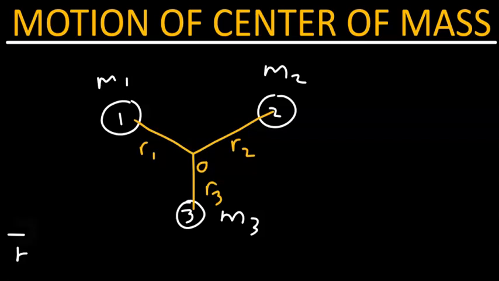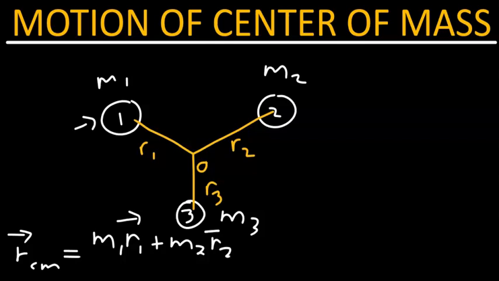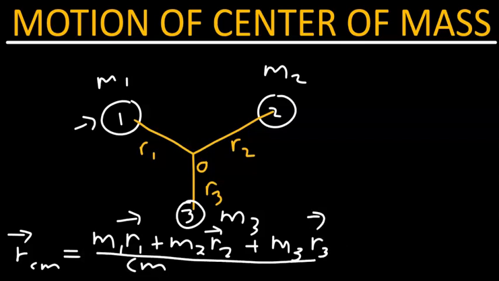So the position vector of the center of mass is given by the following equation. m1 times r1, where r1 is the position vector of that object, plus m2 times the position vector of Object 2, plus m3 times the position vector of Object 3, divided by the sum of all the masses, m1 plus m2 plus m3.